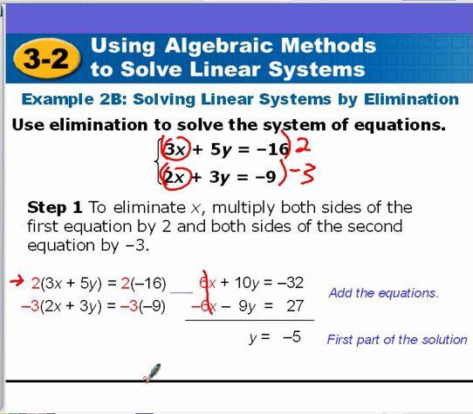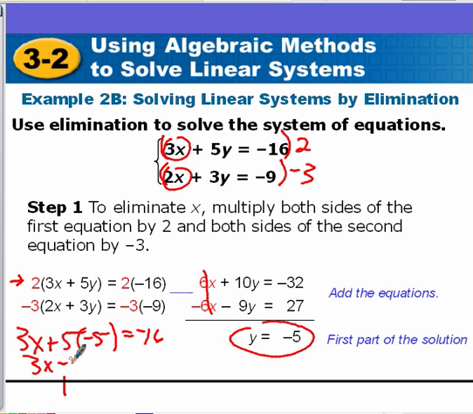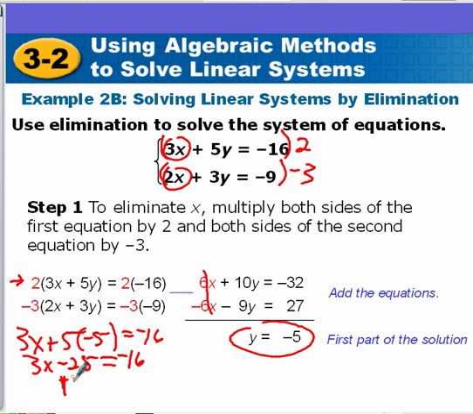Now substitute this into one of my equations. So if I pick the first one, 3x plus 5 times negative 5 equals negative 16. I end up getting 3x minus 25 equals negative 16. Add 25 to both sides. Plus 25, plus 25. 3x is equal to 9. x is equal to 3. And my solution is going to be 3, negative 5.